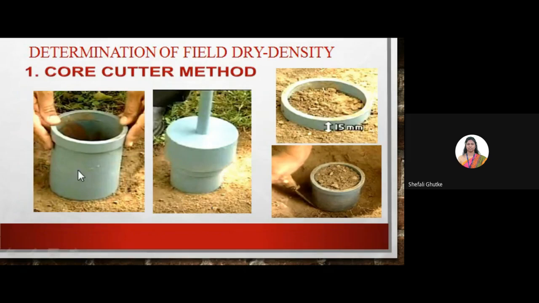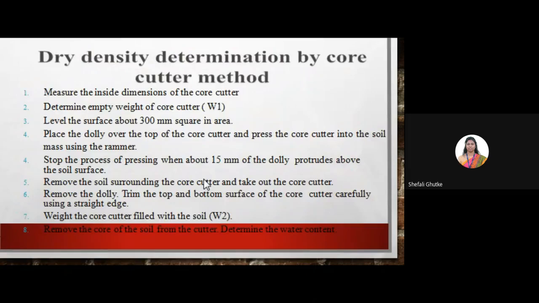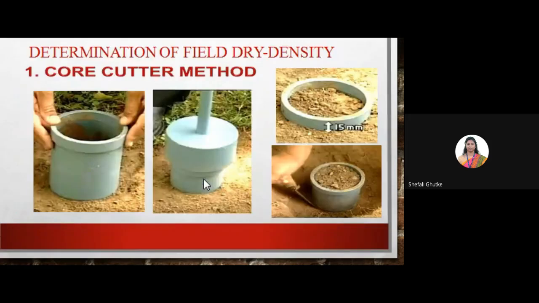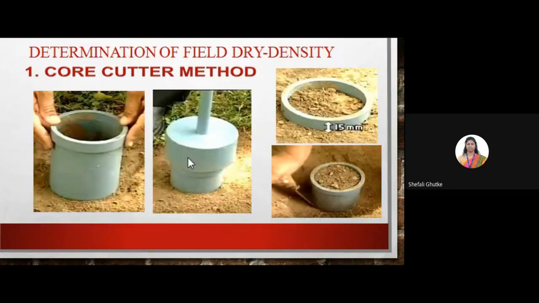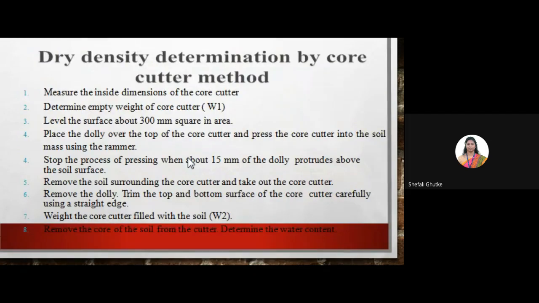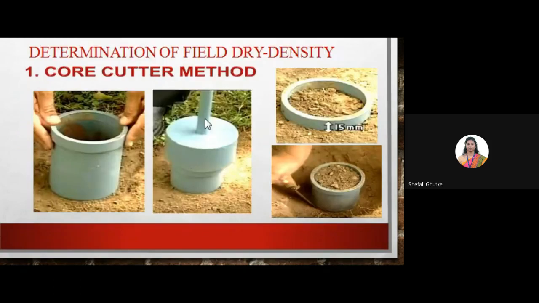This is the core cutter. The ring shown here is the dolly. This is the rammer. So we place the dolly over the top of the core cutter and we place the core cutter into the soil using the rammer like this. After that, stop the process of pressing when about 15 mm of the dolly protrudes above the soil surface like this.